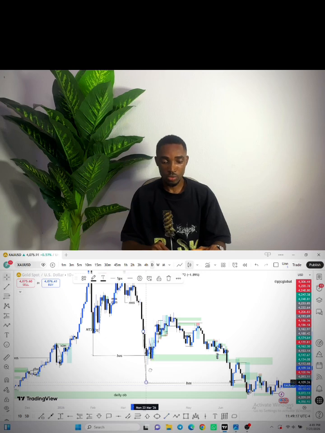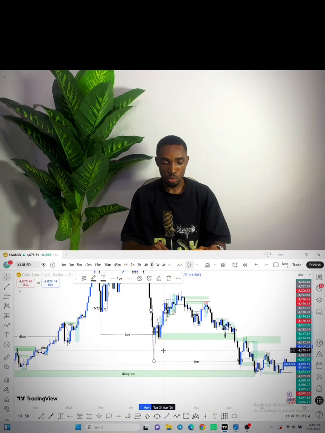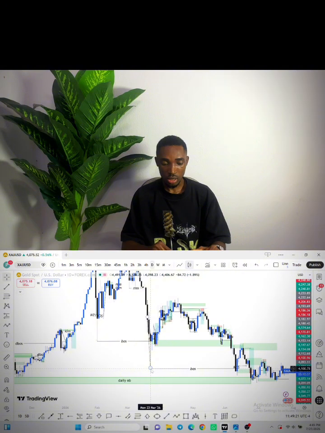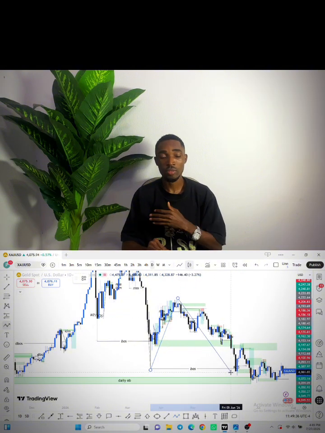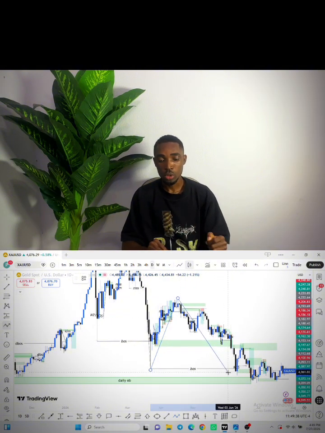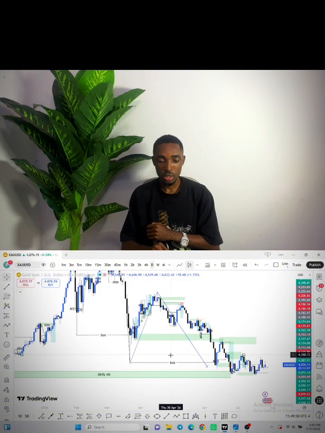After gold broke this particular low here, I'm also waiting for a pullback. I'm waiting for gold to pull up to this particular zone here to give us another impulsive move for that cycle of lower lows. So when gold pushed up to this zone, gold broke this particular low here to give us a new break of structure, as you can see.